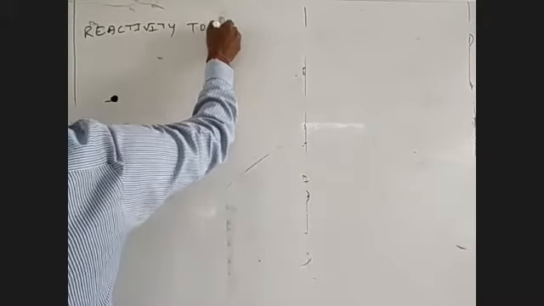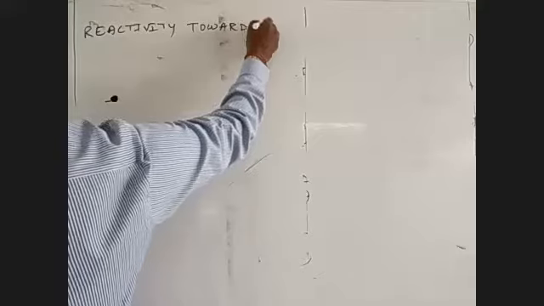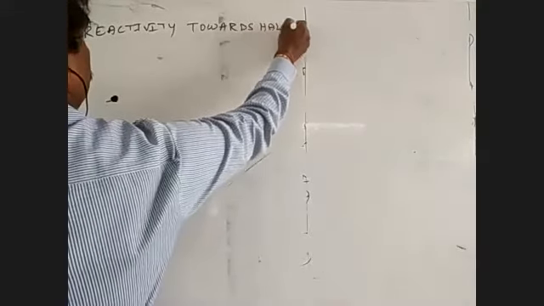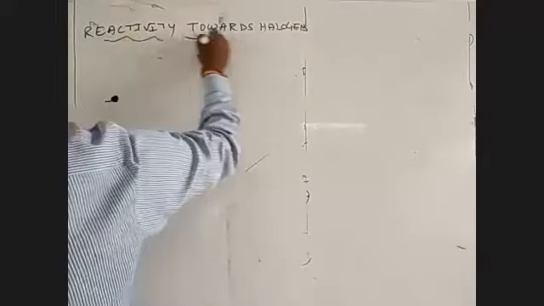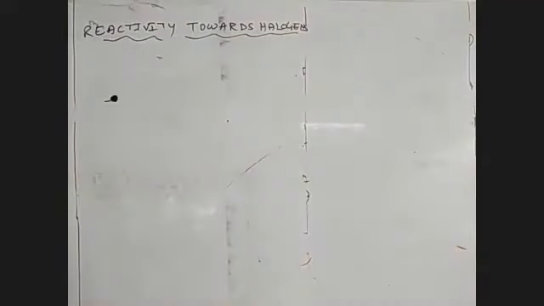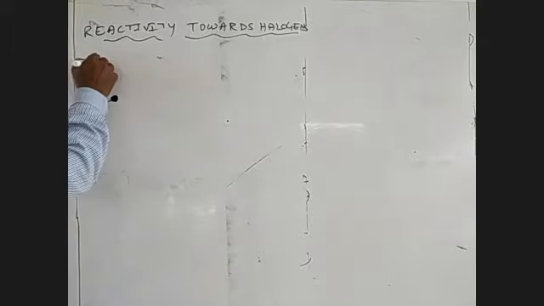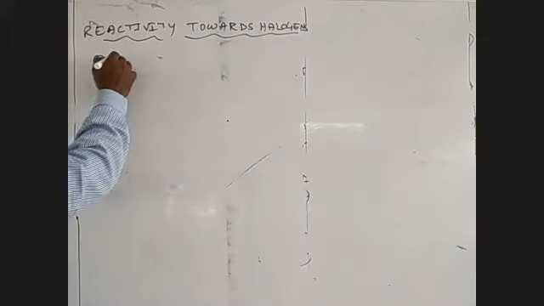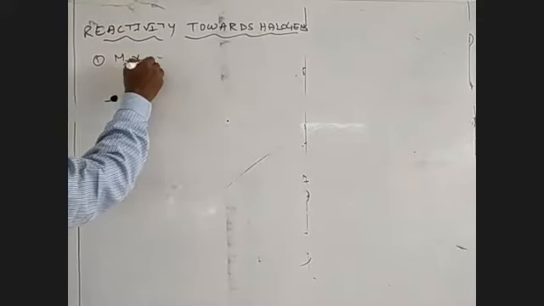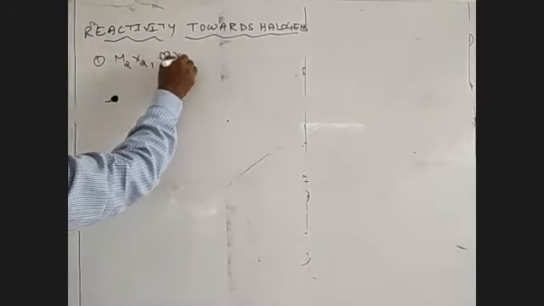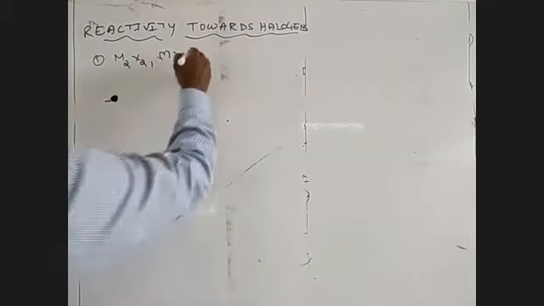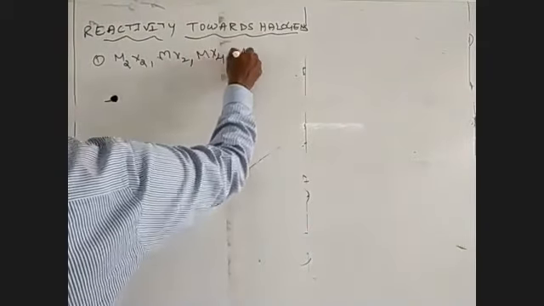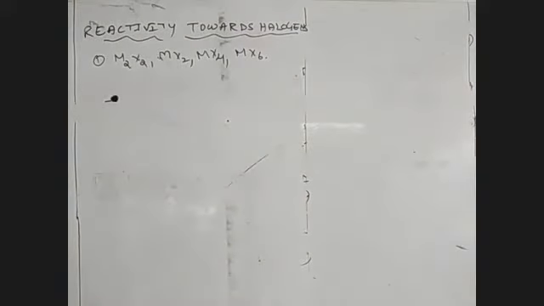The reactivity towards halogens. Here the chalcogen group elements form different types of halides. One is M2X2 type halide, monohalide; MX2 dihalide, MX4 tetrahalide, and MX6 hexahalides exist. M2X2, MX2, MX4, and MX6 type halides exist.